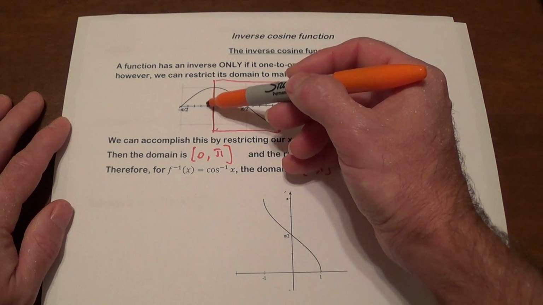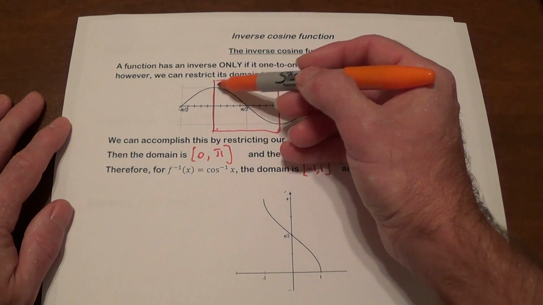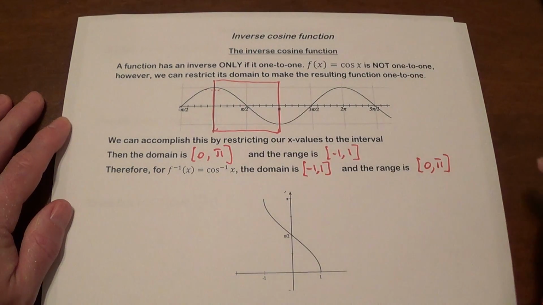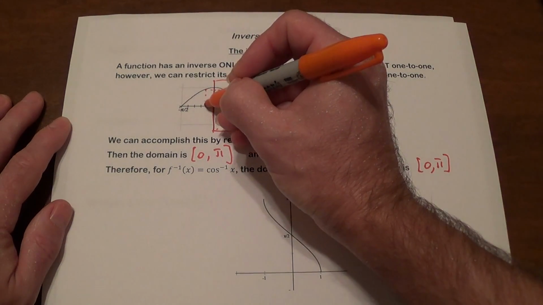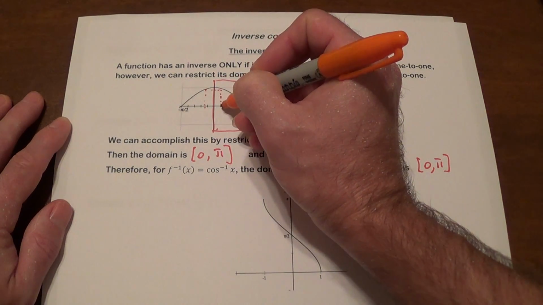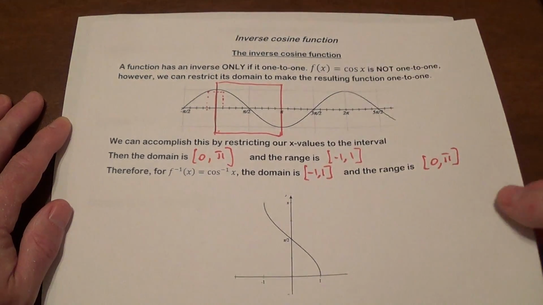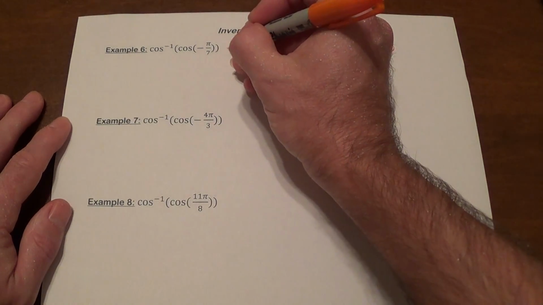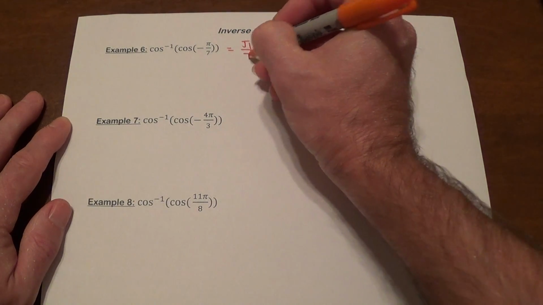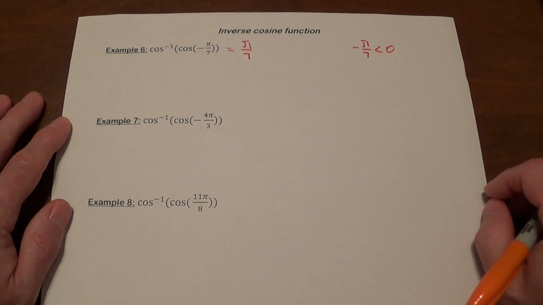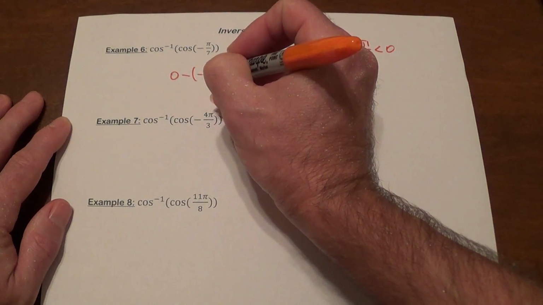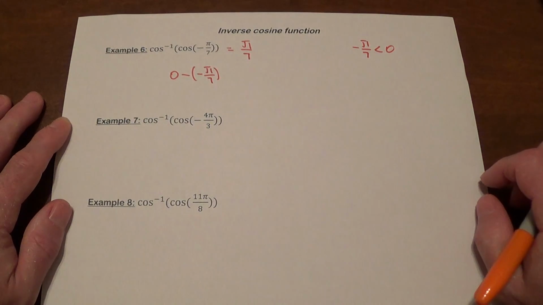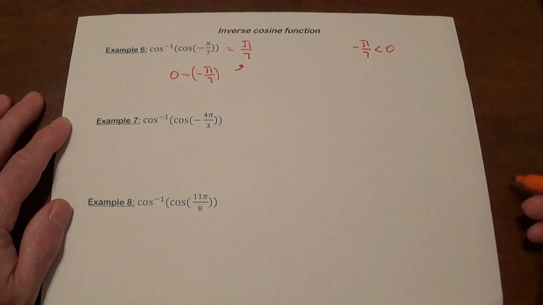So negative pi over 7 is here, right? So positive pi over 7 is going to be on the other side. Remember, the graph of cosine is symmetric with respect to the y-axis. So whatever the value you have here, you're going to have exactly the same value for that same angle, just the opposite of that. So in this case, our acceptable answer will be pi over 7. Another way you can get these answers is to do 0 minus negative pi over 7, because the graph of cosine is symmetric about 0, which will give you the same answer.